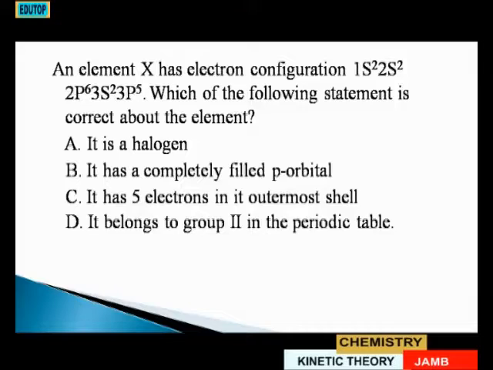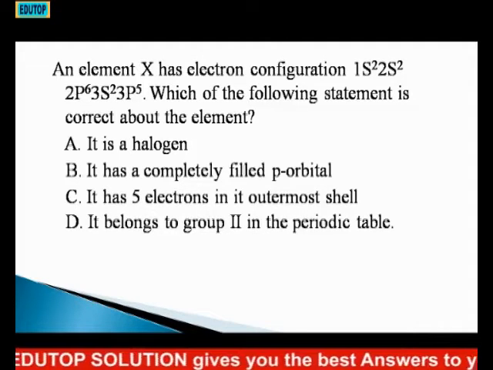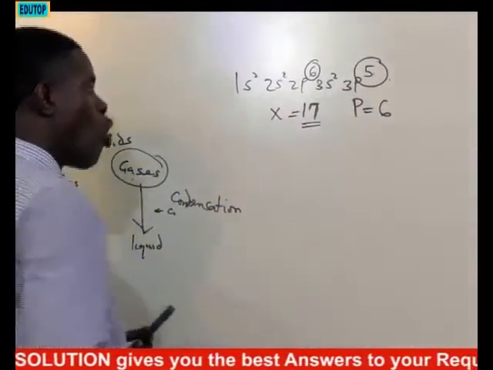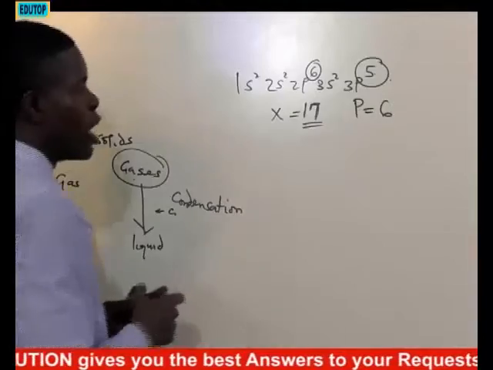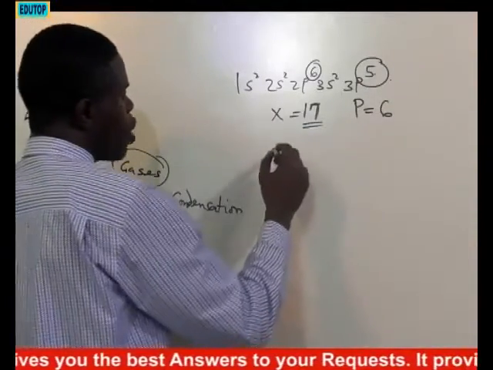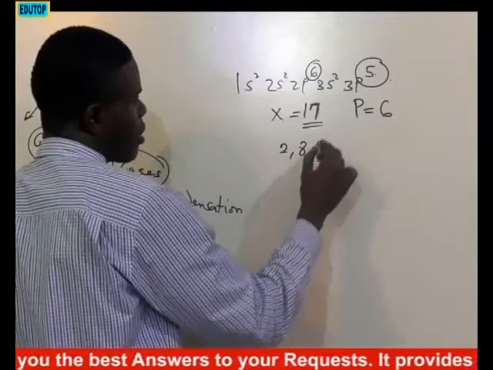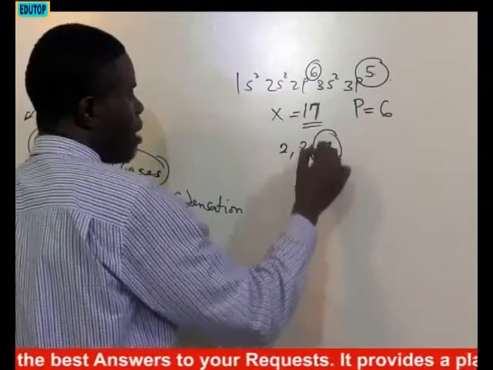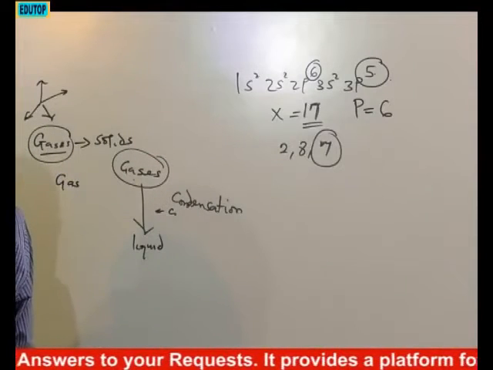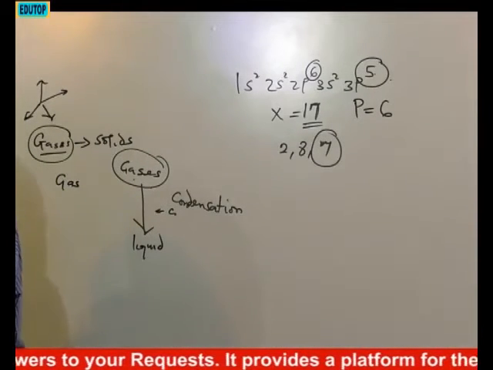So C, it has 5 electrons in its outermost shell. Can we determine the number of electrons in the outermost shell by this model? No, we can only use the Bohr model. So if you want to use the Bohr model, let's sum up all the electrons. We have 17. So by the Bohr model, we are going to have 2, 8, 7. So the valence electron here is 7, but in the option, it is 5. So option C can never be true.